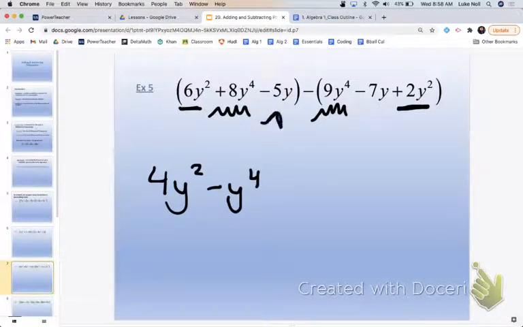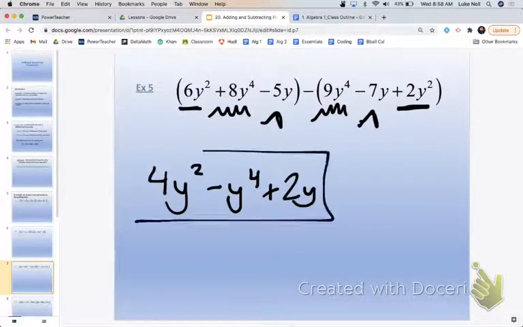Then I have negative 5y. You have to be careful here because it's negative 5 minus negative 7y. Right? That minus is going to become plus. So it's negative 5y plus 7y. Give me positive 2y, right? That would be my final answer because I have no more like terms. Okay? So minus is the same thing. You just have to be careful that this minus applies to every term in that set of parentheses.